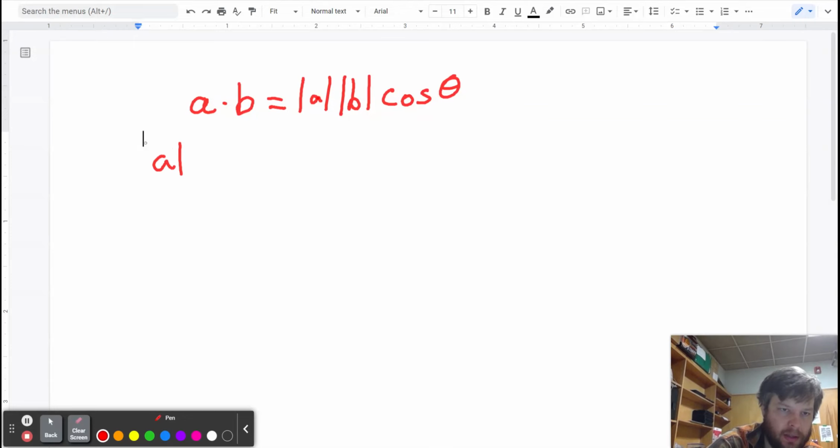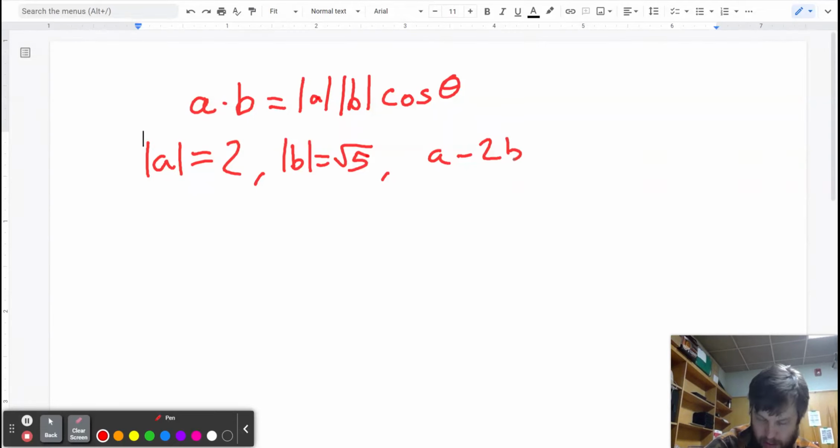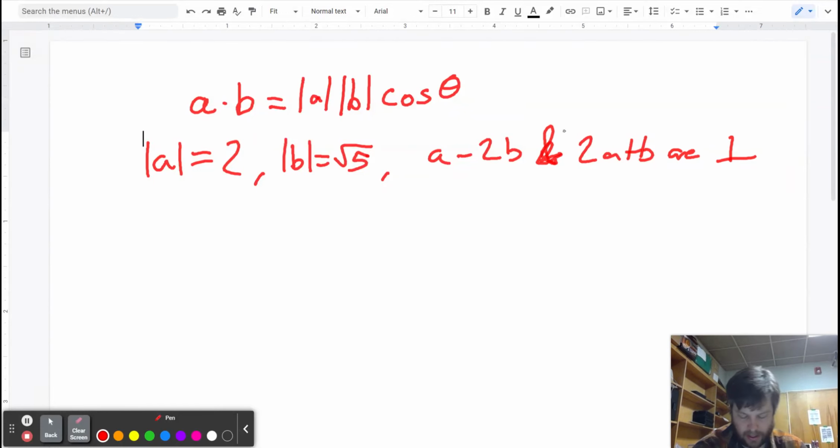We're given that the magnitude of A is 2 and that the magnitude of B is the square root of 5. And we're also given that A minus 2B and 2A plus B are perpendicular. So we want to use that information to try to find the angle between the original vectors A and B. If two things are perpendicular, then the angle between them has to be 90 degrees.